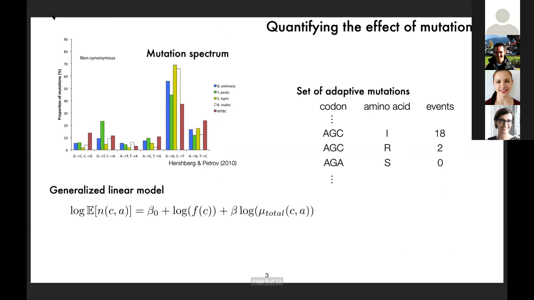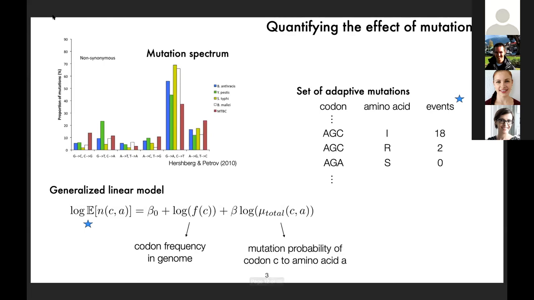And then the idea is to use a generalized linear model to predict the expected number of events of the adaptive codon to amino acid exchanges while being completely agnostic about the selection coefficients of such mutations. That means that our model only depends on the number of times the codon appears in the genome and its probability to mutate to a given amino acid. Then we can use regression to determine the value of beta that will give us information about the contribution of this mutation term to the expected number of adapted events we see in the data set.